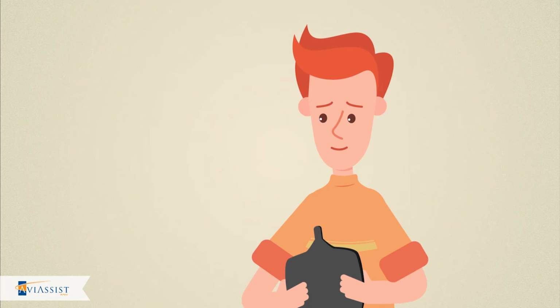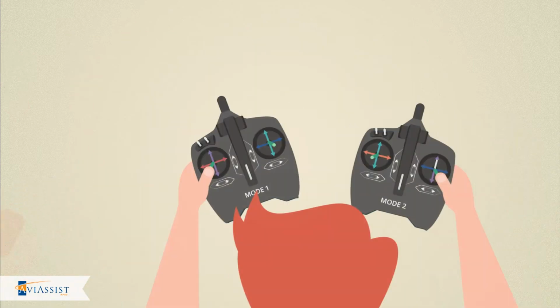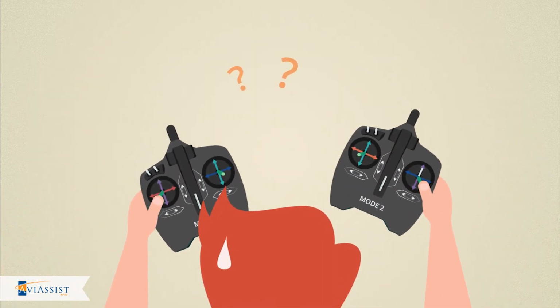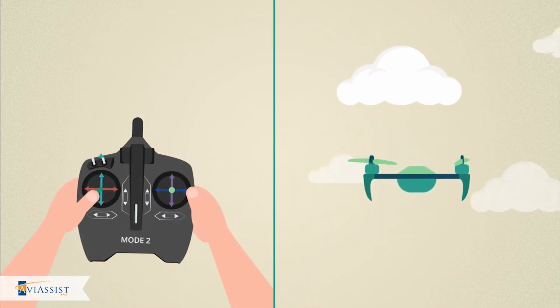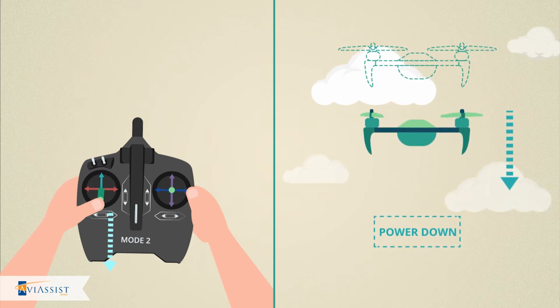It is obviously important for a remote pilot to understand what input controls what action. Remote controls can be programmed into different modes. The most common mode is Mode 2. In Mode 2, when the left stick is raised, the aircraft will climb. When the left stick is lowered, the aircraft will descend.